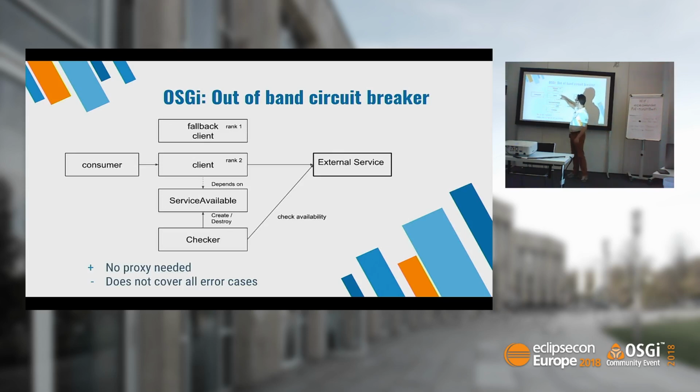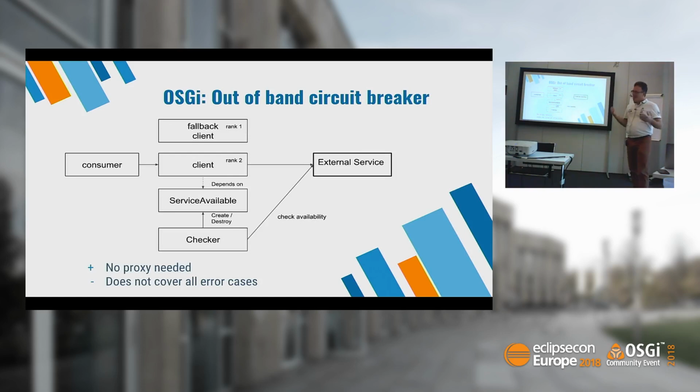And this can be easily combined with the service ranking. So you have your main service as a high-ranked service that is preferred, and your fallback service as a lower-ranked service. So by default, the high-ranked service, the real production thing, is used. And if the checker takes down your client, automatically the consumer falls back to your fallback client. So it's a similar effect as the circuit breaker, but it doesn't need a proxy, and you can quite easily create it without a lot of technical detail. You just reuse the ideas of DS with the dynamic nature of your components.